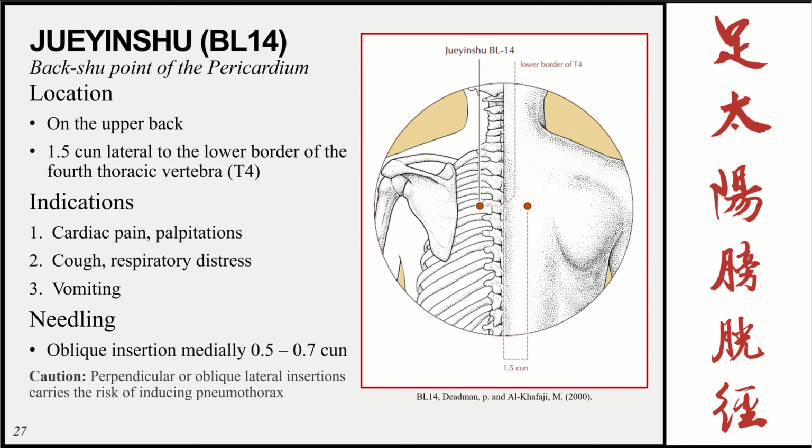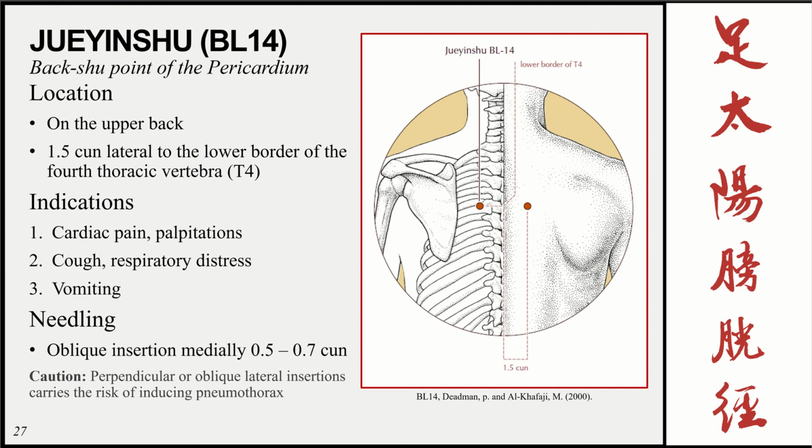Jueyin shu, bladder 14. This is the back shu point of the pericardium. So this point is on the upper back. It's 1.5 tun lateral to the fourth thoracic vertebra. Okay, so count down all the way to 4, 1.5 tun lateral. That's the point.